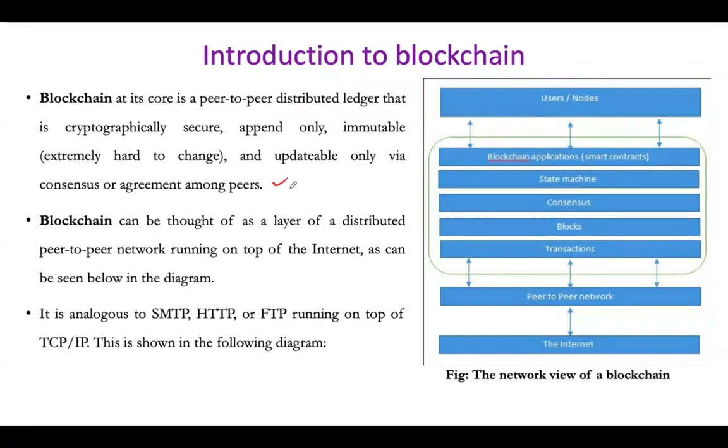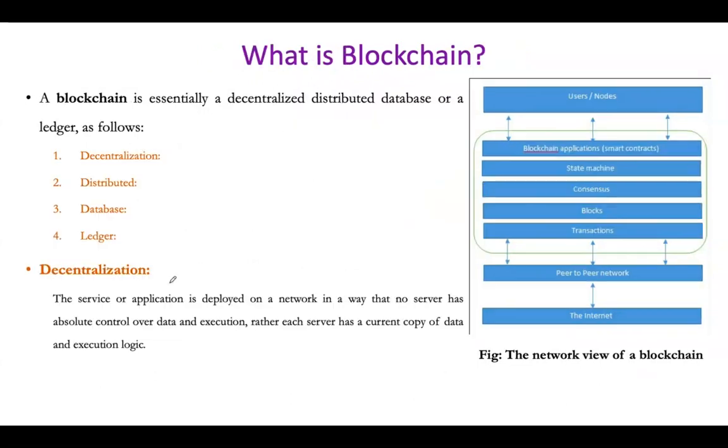And the second one is the blockchain can be thought of as a layer of distributed peer to peer network running on top of the internet, as can be seen in this diagram. It is analogous to SMTP, HTTP, or FTP running on top of the TCP/IP suite. So this is a way of defining that it is just a peer-to-peer network.